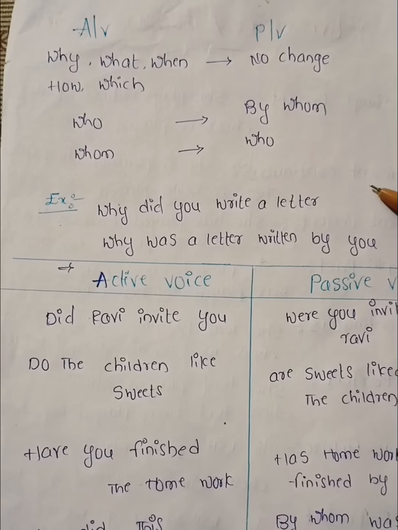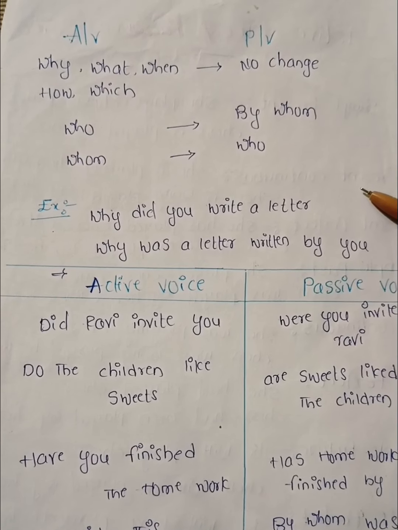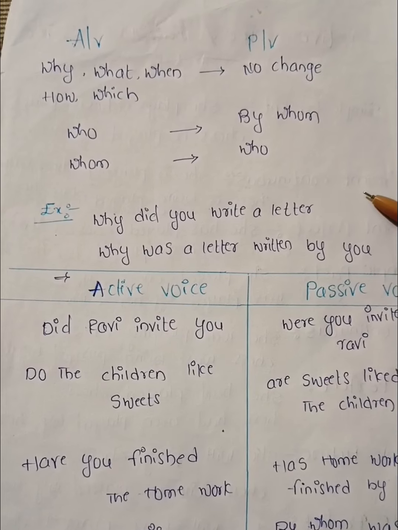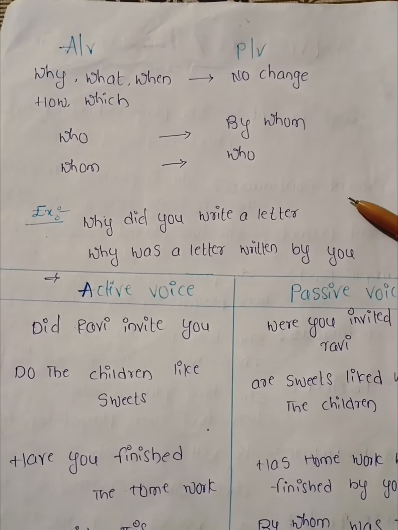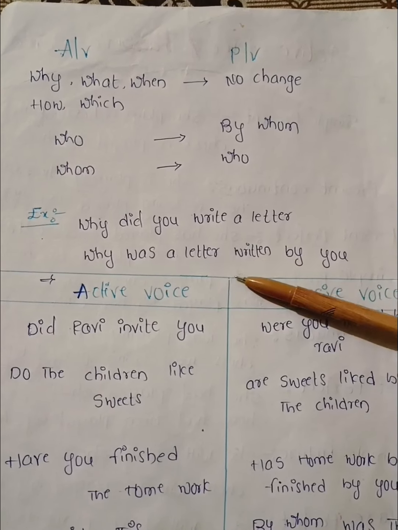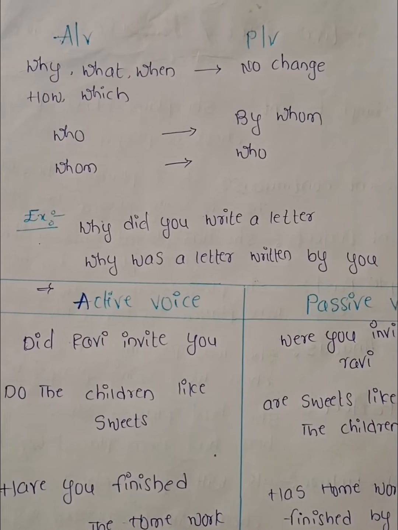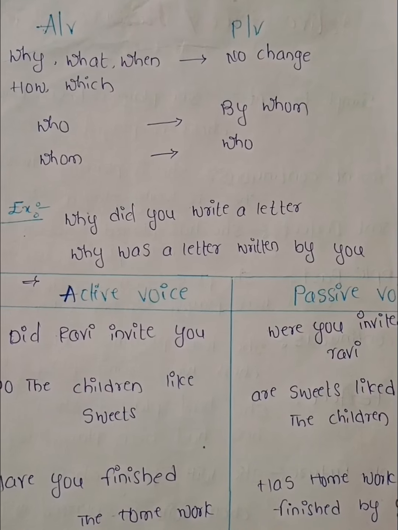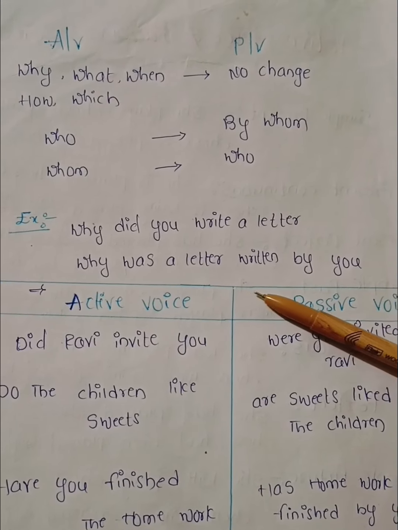Example, why did you write a letter? Here we have to write why. Then we have to use was, because a question must start with a helping verb. So we have to use was, because it is in past tense, and a letter is a singular noun. And the V3 form of write is written. After that we have to use by. Why was a letter written by you?